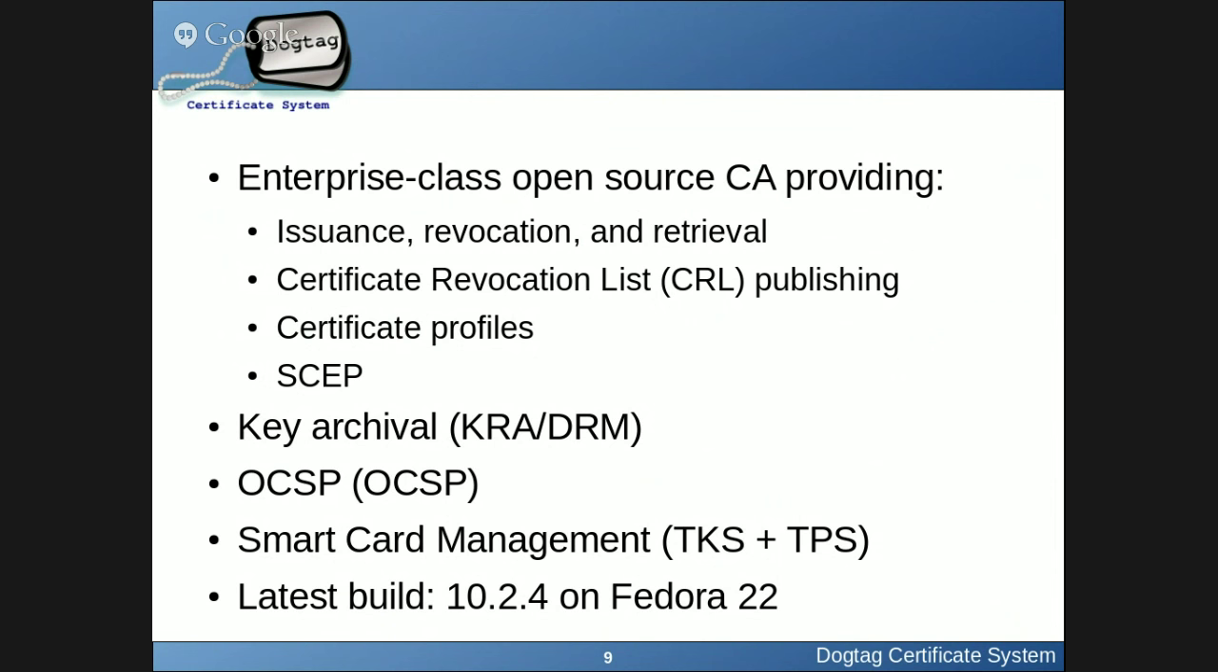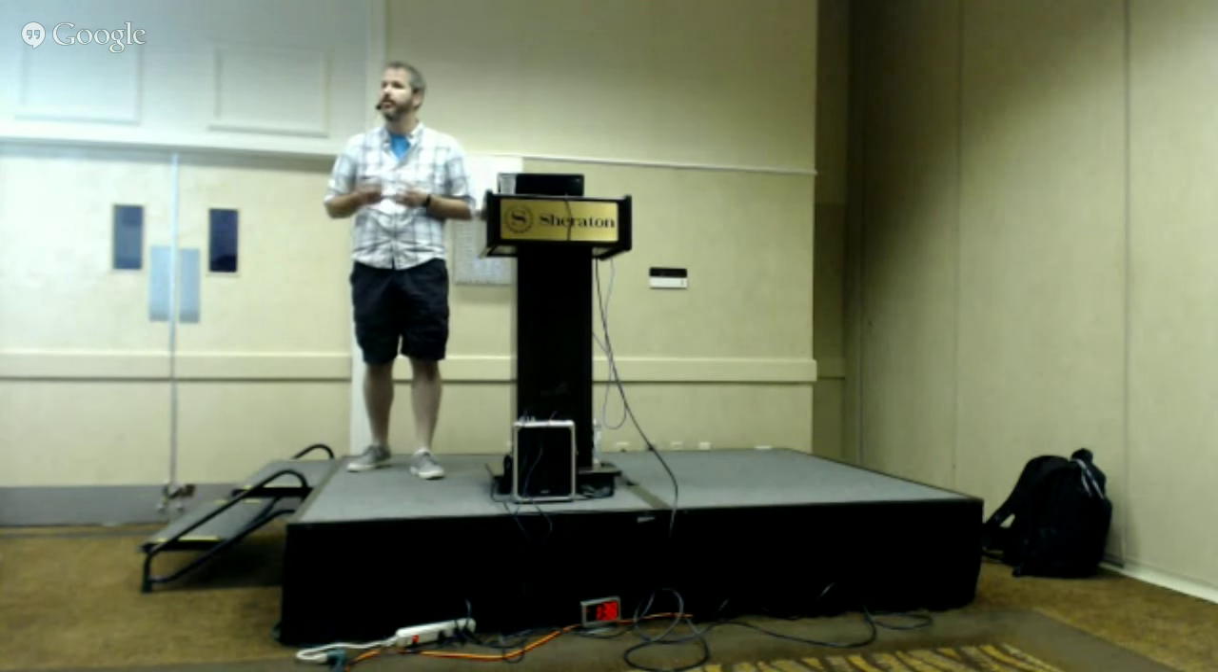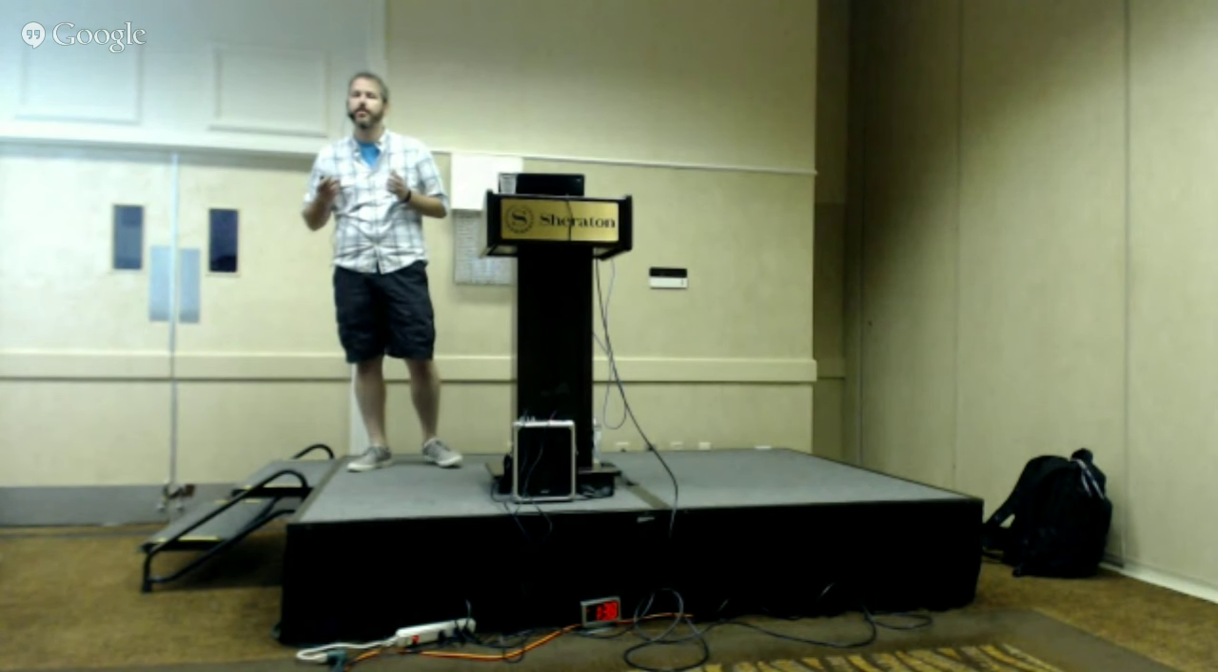So key archival, that's the KRA from Dogtag. This is where your keys are going to be archived. So in the event you need to recover them or regenerate any sort of material that was generated using those keys, you have it there. It's stored and it's securely stored.